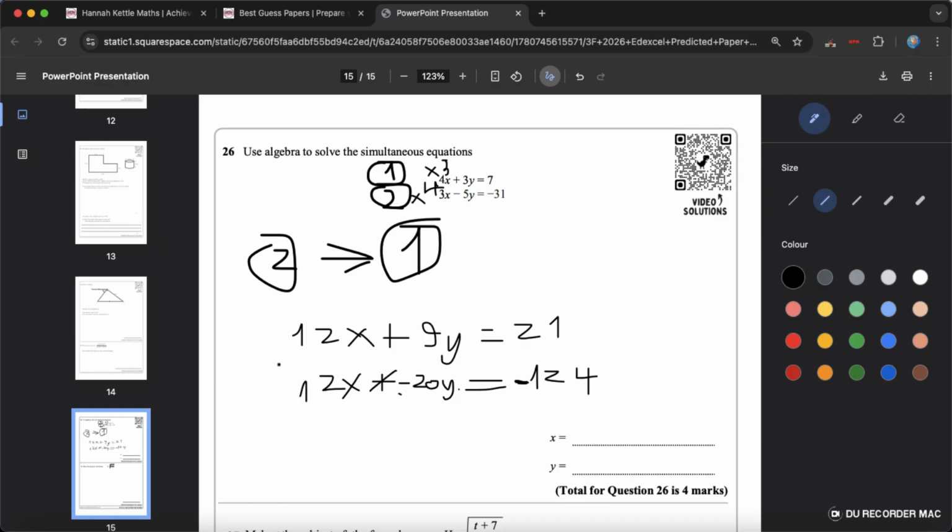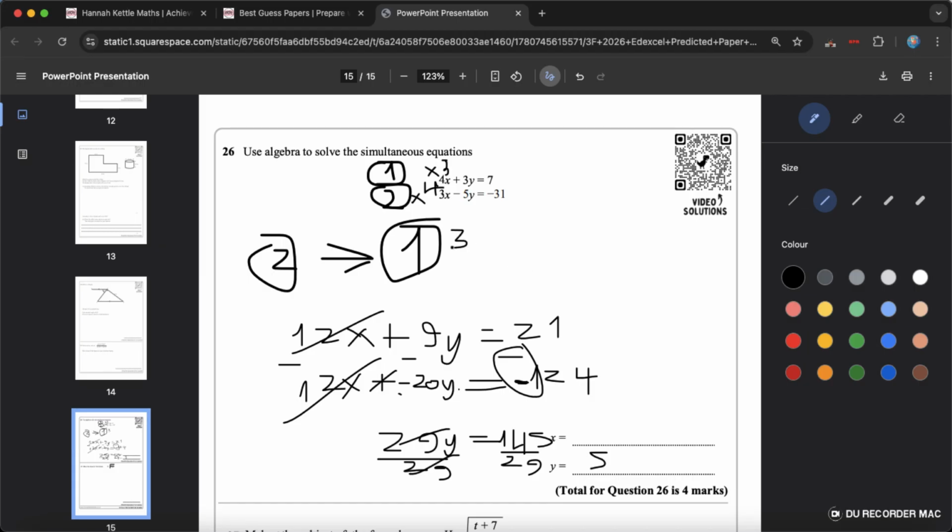Okay, now we do the SS rule. Same sign, subtract. So you both cancel these out, and you should get 29y. And then 21 plus this, you get 145. And then you divide this by 29, both sides. These will get cancelled out, and you get 5.